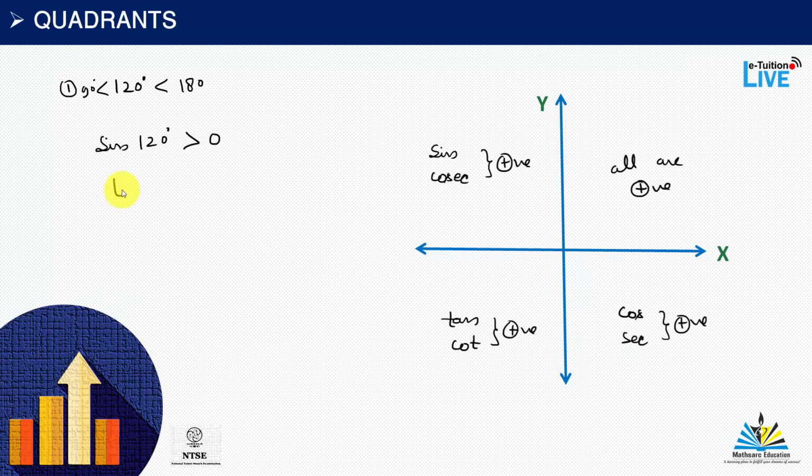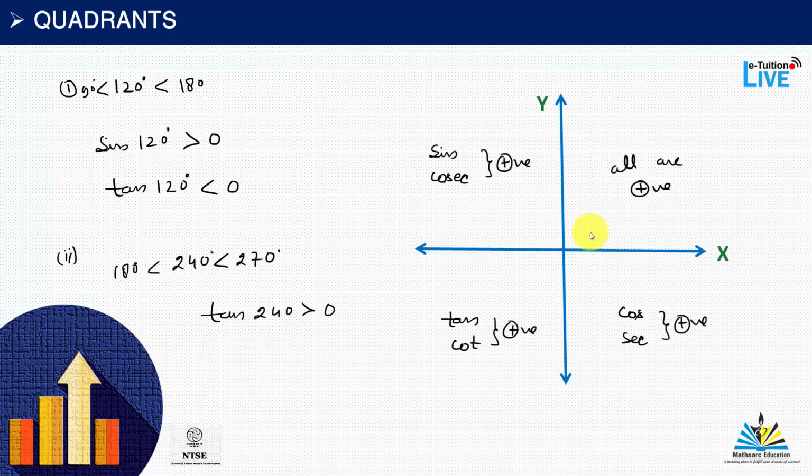And tan 120 degrees must be less than 0, since tan is negative in the second quadrant. Now if we take any angle of the third quadrant like 240, that is greater than 180 and less than 270, this means that the angle lies in the third quadrant. Hence tan of 240 must be greater than 0.